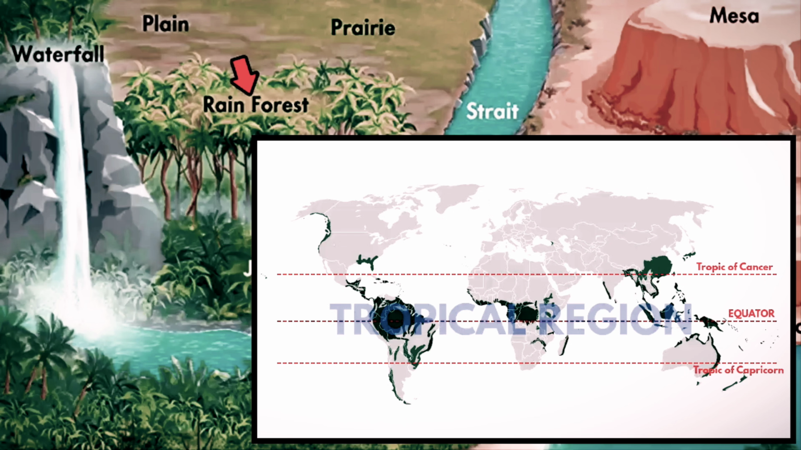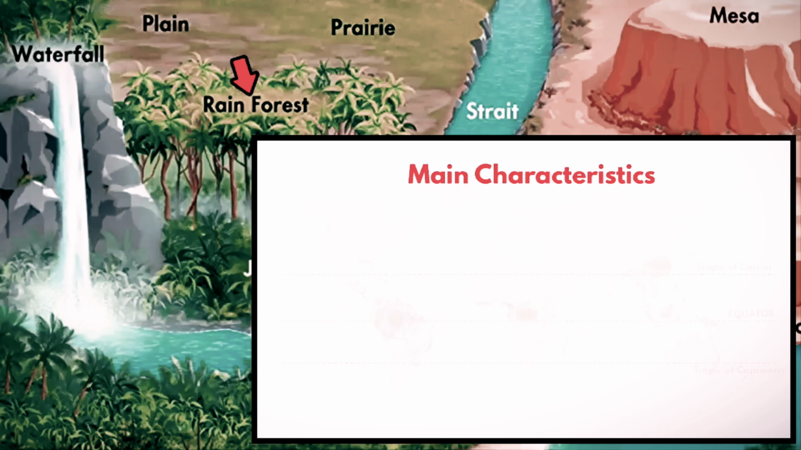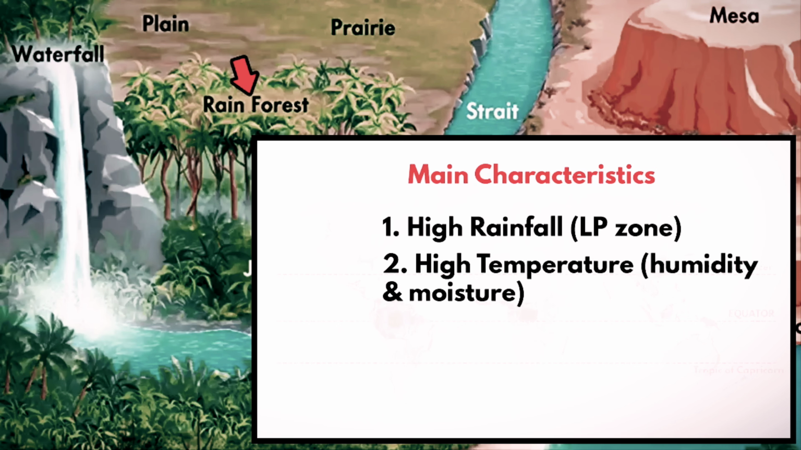And we also know the tropical region receives a very high amount of annual rainfall. This is how the name rainforest came into existence. If you look at the main characteristics of a tropical rainforest, they are: the first one is, these regions receive very high annual rainfall because the equatorial region is a low pressure zone and the average temperature is very high, which is ideal for rainfall. The second one is, they have high average temperatures, which provide the necessary moisture and humidity.